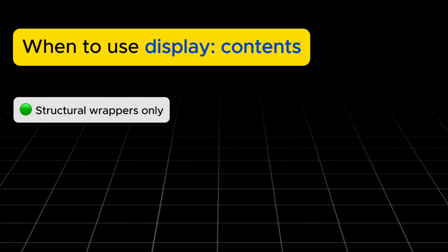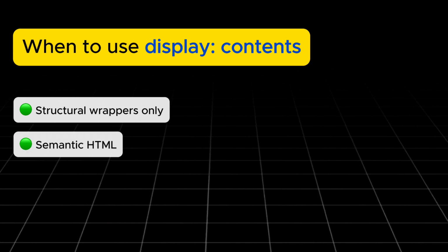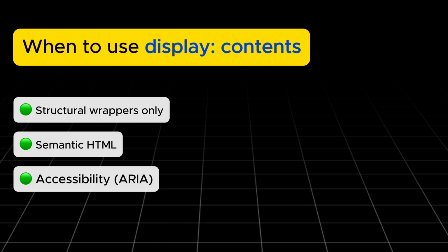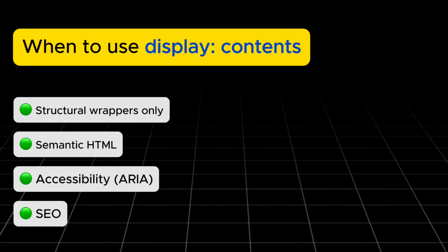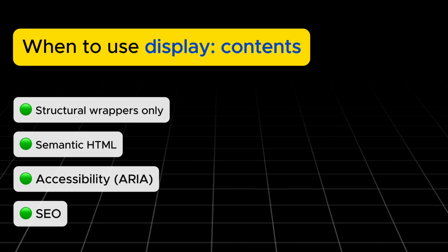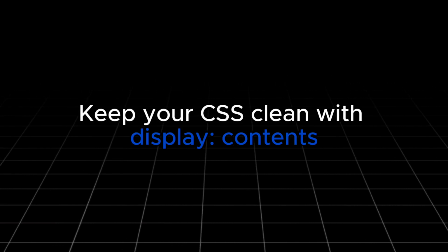So here's the rule of thumb. Use display: contents only when the wrapper is there for structure, not for styling. It's perfect for semantic HTML, for grouping elements for accessibility with ARIA attributes, or even for SEO. But if you rely on styling the wrapper itself, stick to a regular flex container. With this trick, you can keep your CSS clean, avoid duplication, and still get the power of Flexbox.